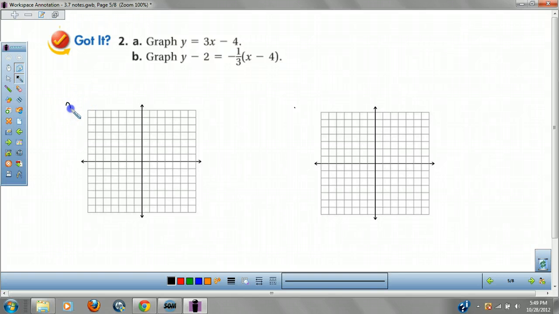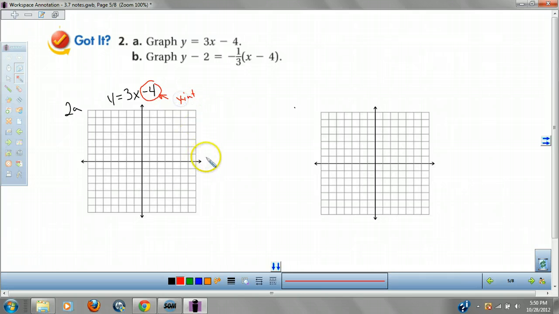Okay. So first let's look at 2A. We have the graph y equals 3x minus 4 in slope-intercept form. The first thing I want to point out to you guys, this -4 is my y-intercept. Just remember, this is your x-axis, this is your y. This means we cross the y-intercept at -4. Right? Now, my slope is 3, right?